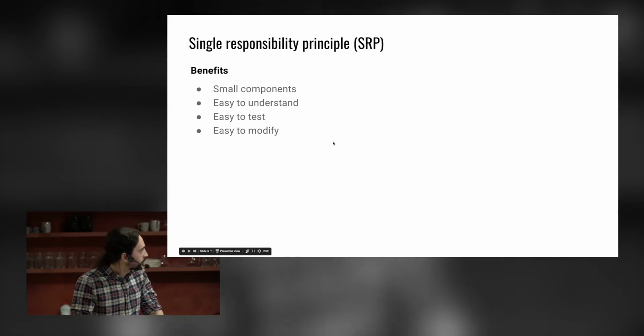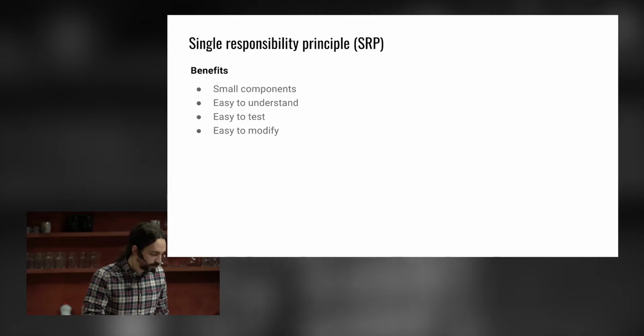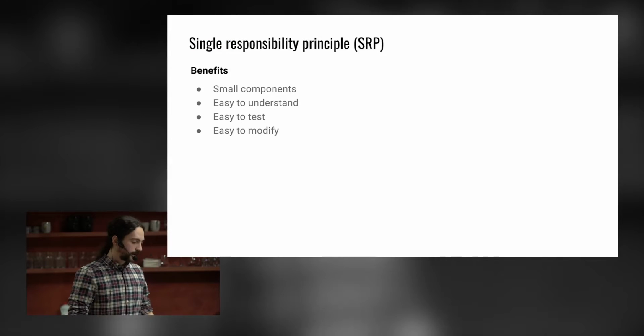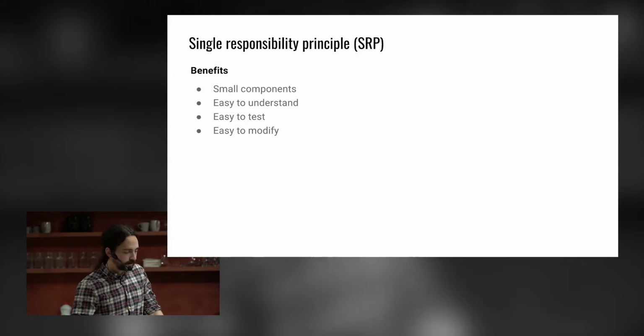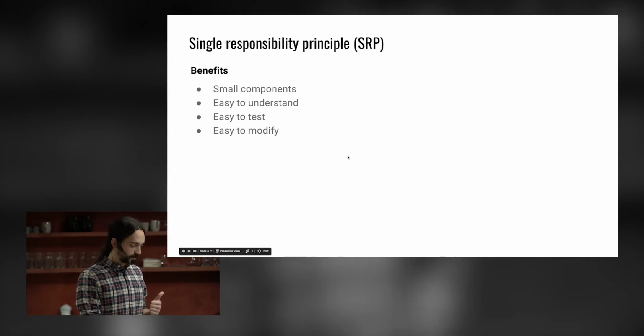As we saw, applying SRP will result in small components, and small components are easier to understand, easier to test, and easy to maintain. And there are some other benefits. For example, division of labor becomes easy, and it's crucial for large projects. And you will have a mental clarity as a developer if you are only dealing with small components, and you can focus more on a specific task. So that was SRP, our very first principle.